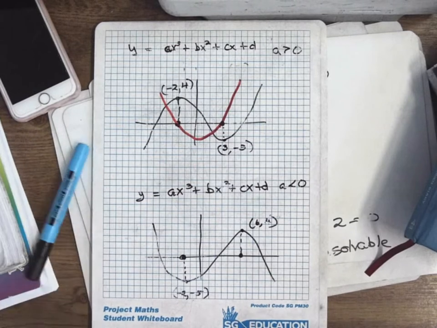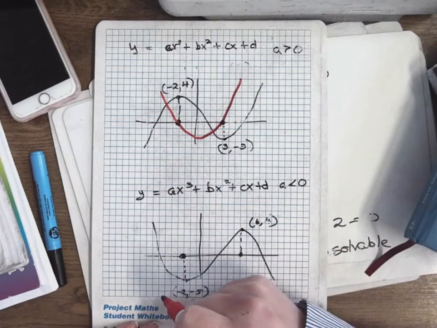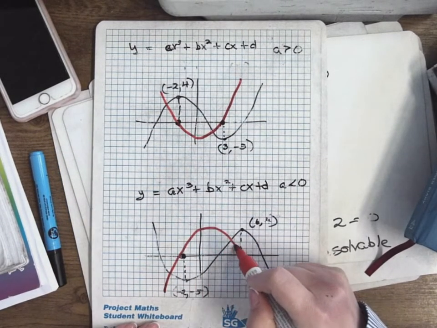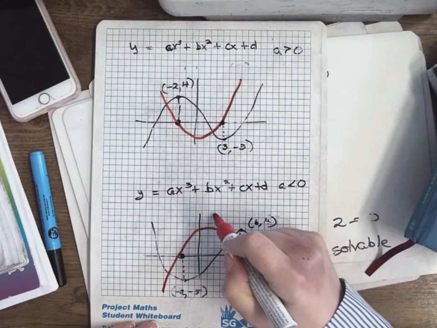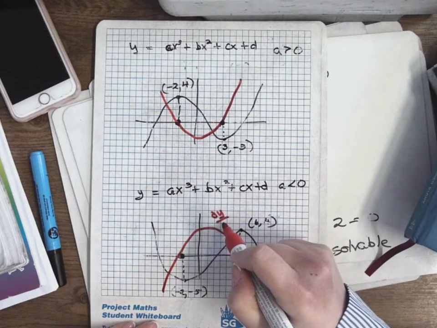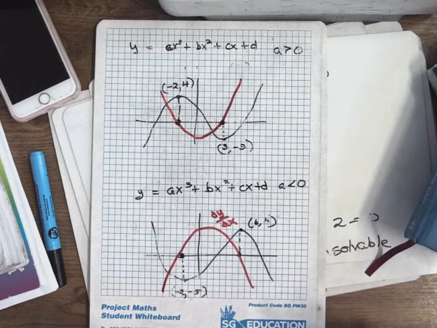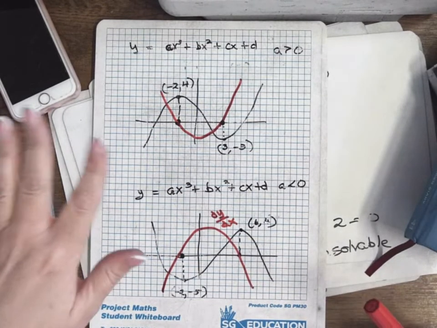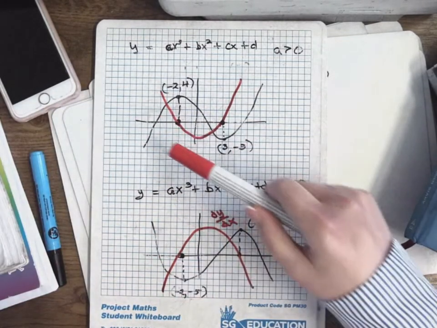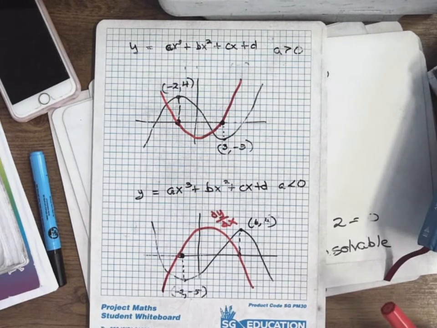Okay, so when you draw dy dx, this is what it looks like. So remember, we're drawing dy dx. Okay, is that right? So if you start with a quadratic, dy dx will be a line. If you start with a cubic, dy dx will be a quadratic. Okay, and you won't be asked to start with anything else. Actually, you might be asked to start with a line. I'm just going to do that one now.